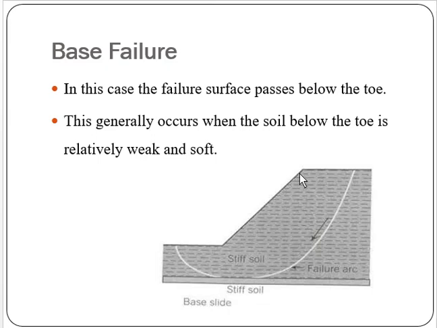The first case is known as slip failure. Here the failure occurs above the toe and the soil below the toe is strong. The second one is toe failure, where the failure surface passes through the toe. And the third one is base failure, where the failure surface passes below the toe and the soil below the toe is weak and soft. Okay, so these are the three types of rotational slope failure.